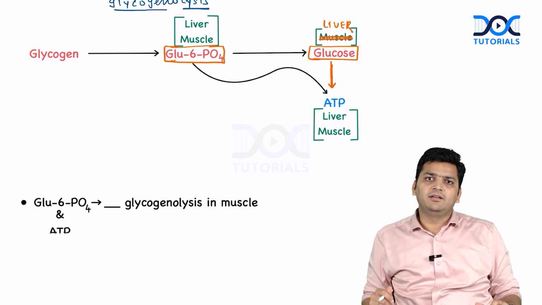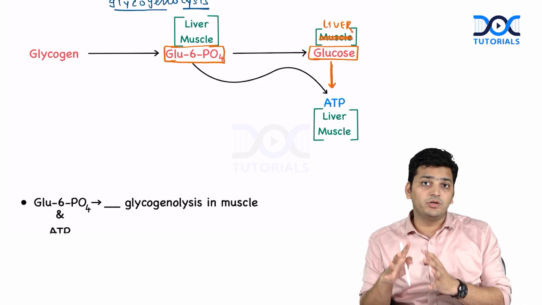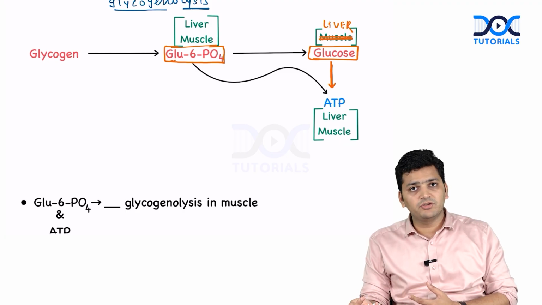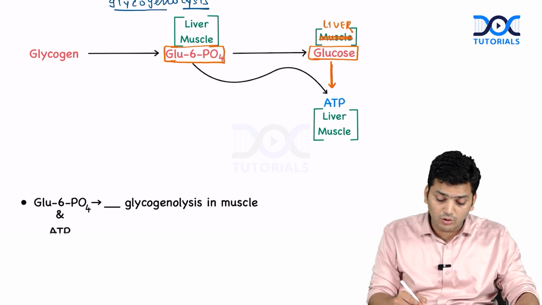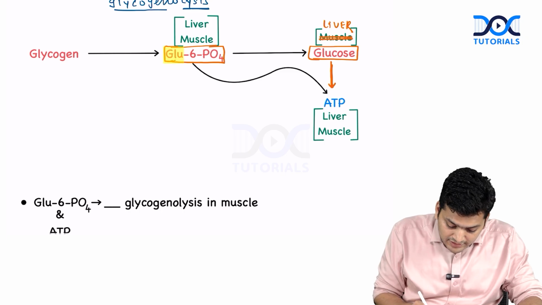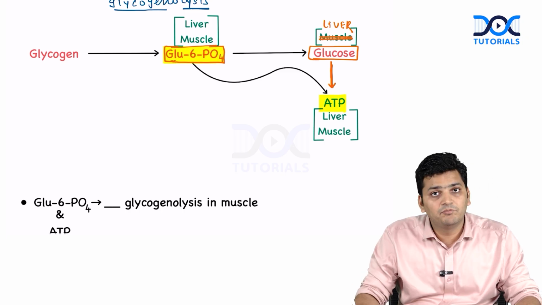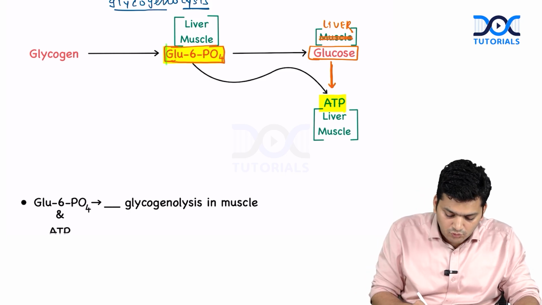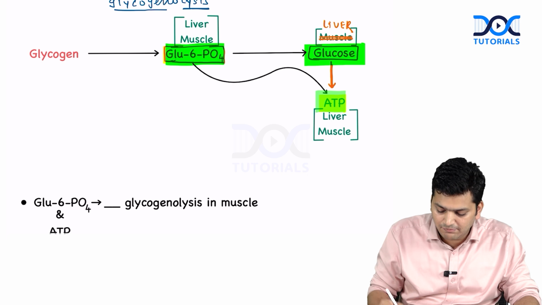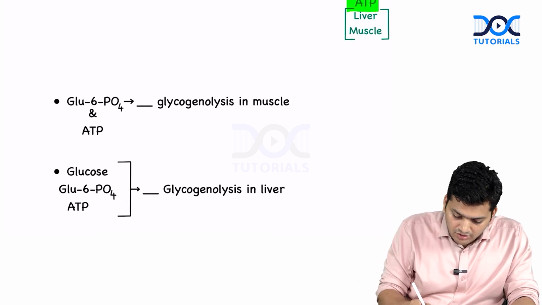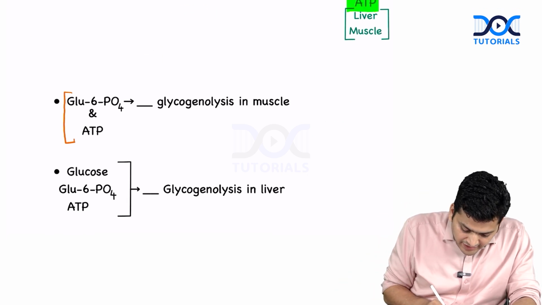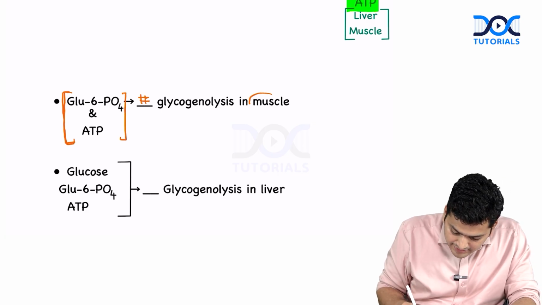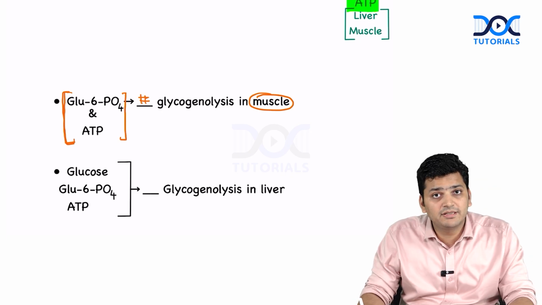So I told you one thing, that if the products are there already, they are going to inhibit the pathway. So what are the products of glycogenolysis in the muscle? Glucose 6-phosphate and the ATP. And what are the products of glycogenolysis in the liver? In the liver, we have glucose 6-phosphate, we have the glucose, we have the ATPs. So the glucose 6-phosphate and the ATP, if they are more, they are going to inhibit the glycogenolysis in the muscle, because they are the products of the glycogenolysis in the muscle.